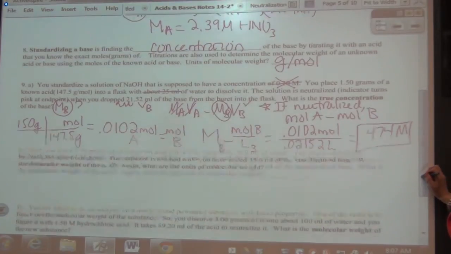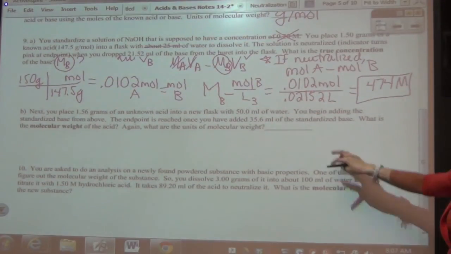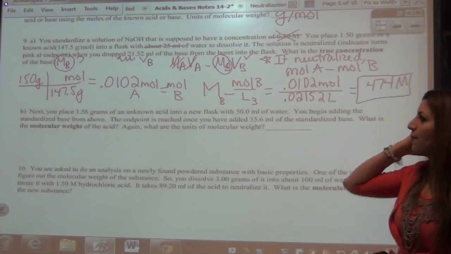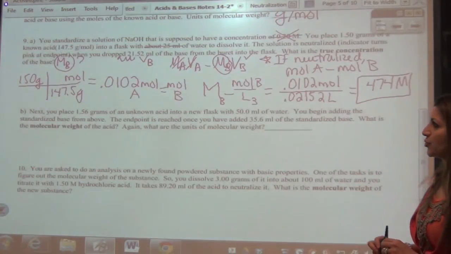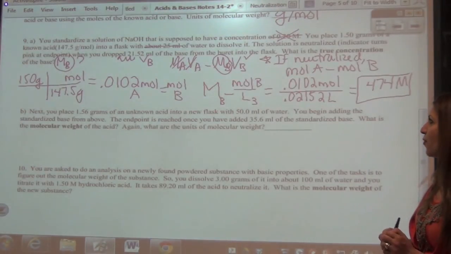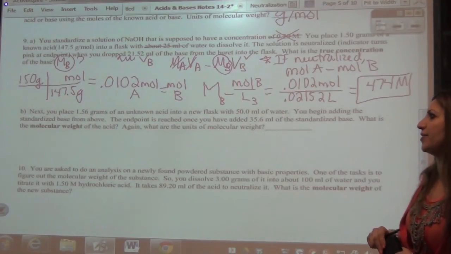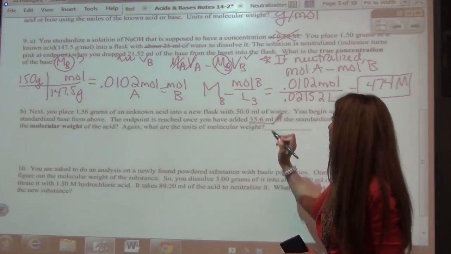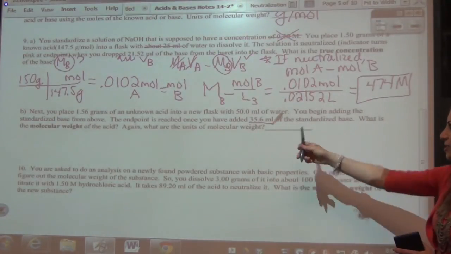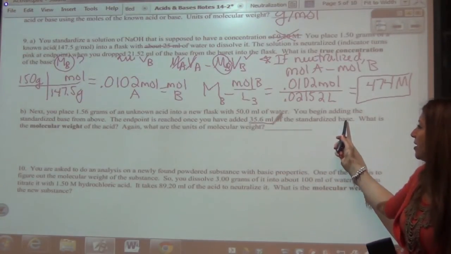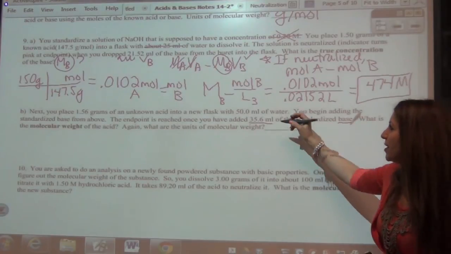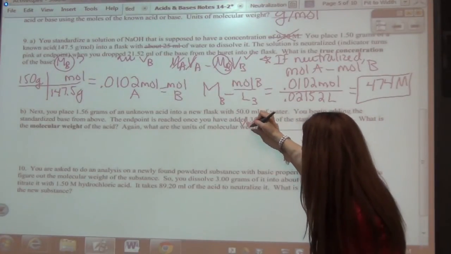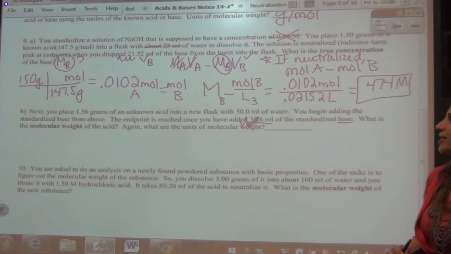It says next, and this will be the last one that we'll do, you place 1.56 grams of an unknown acid into a new flask with 50 milliliters of water in it. You begin adding the standardized base from above, and the end point is reached when you've added 35.6 mL of the standardized base. So what's that representing? It says of the base, so that would be your VB.